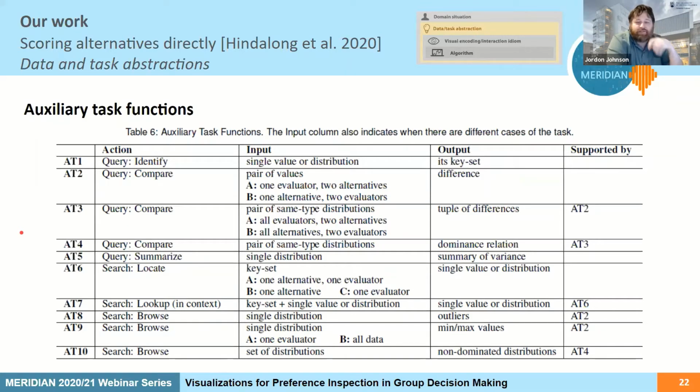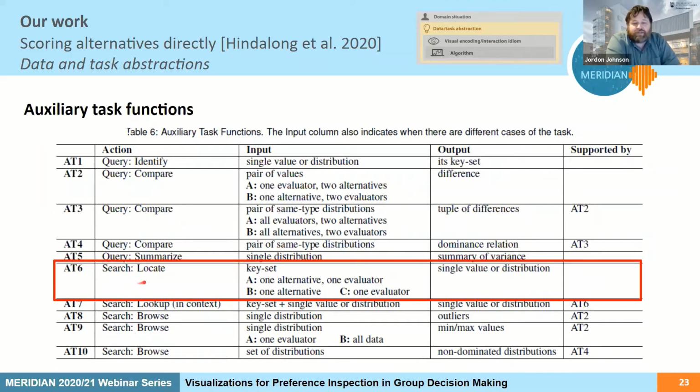To give an example of how a task can be made up in terms of these, let's take the example where we want to compare Alice's preferences to Bob's preferences. That's an analysis task we want to do. In order to do that, we first need to be able to locate Alice's preferences. This is a search locate task, and we're only doing it for one evaluator, Alice. Once we're able to locate her preferences, we then want to be able to locate Bob's preferences, again using this same visualization task.